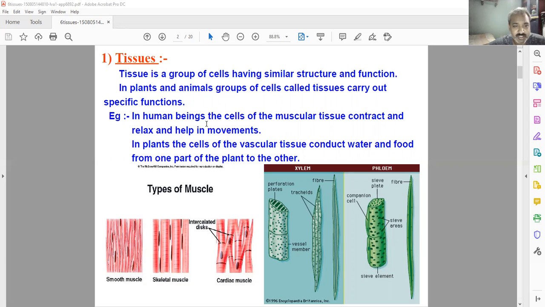So this is the definition of a group of cells called tissue. In human beings, cells of muscular tissue contract and relax and help in movement. In plants, the cells of vascular tissue have different functions, which are explained here. Types of muscles like smooth muscle and skeletal muscle, and xylem: the animal tissues are explained here, and the plant tissues are explained here. These muscles we will study in detail in the next part.